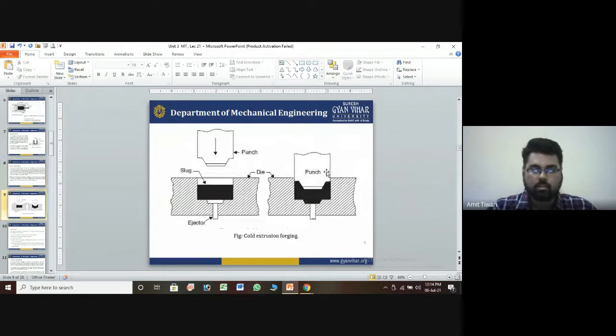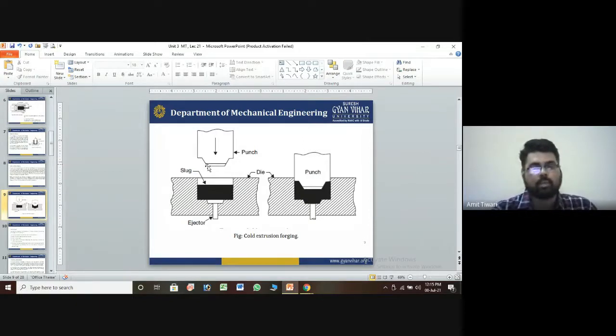You can see in this diagram that a cold extrusion forging process is shown in the figure. Here, the ejector and slug are filled into the die section. Now you can apply the punch in a downward direction. You can see the second part of the cold extrusion forging operation like this. You can fabricate this type of portion with the help of this.